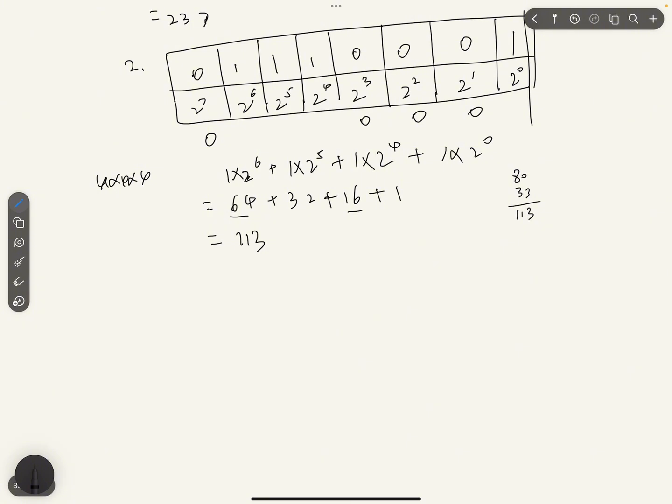So now we know how to convert binary to decimal. What if we have a decimal number and want to convert it to binary? So decimal to binary. Let's say we have one example: convert 87 to binary.